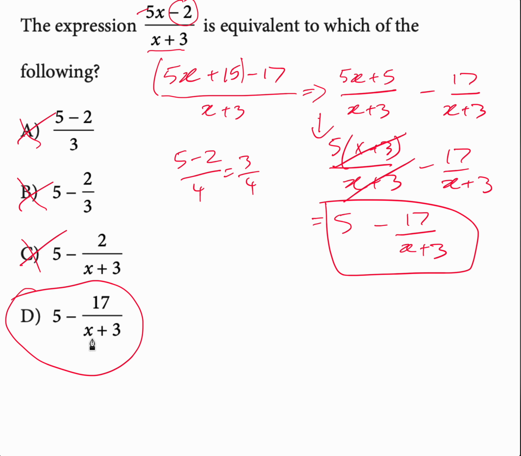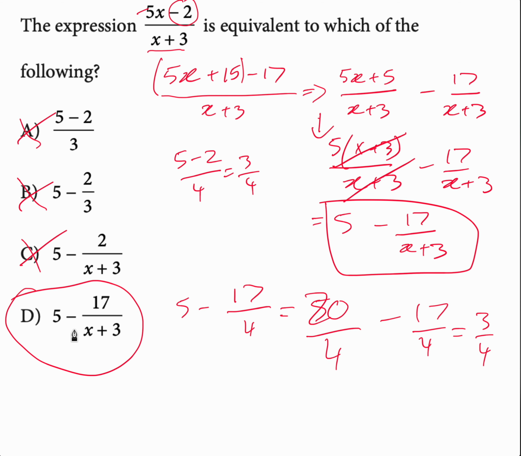So let's plug it in here, right? So let's say x is 1. So 5 minus 17 over 1 plus 3, which is 4, right? So this is 5. So you convert that to 20. Let's do that. 20 over 4 minus 17 over 4, which is 3/4. Okay, because the base is the same. So if the base is the same, you keep 4 and then just do the numerator 20 minus 17, which is 3. So that equals that. Then you know that D works.